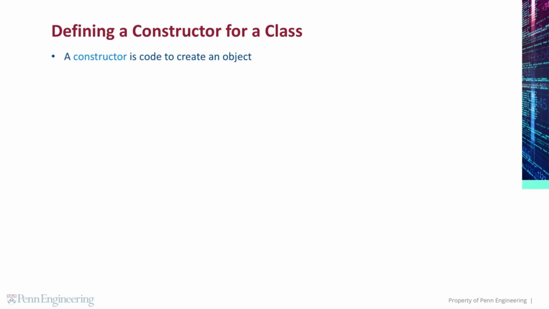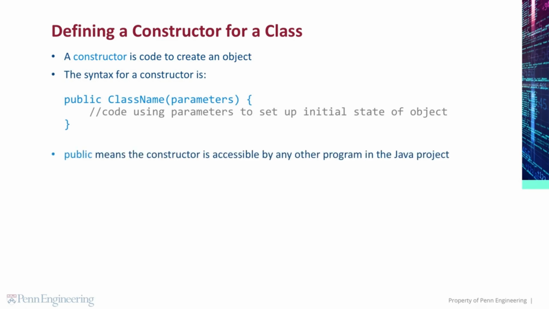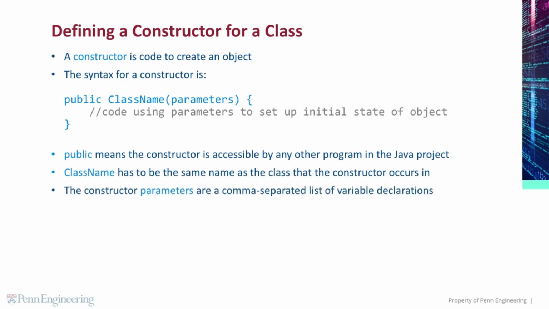A constructor is code to create an object. The syntax for a constructor looks like this. Public means the constructor is accessible by any other program in the Java project. Class name has to be the same name as the class that the constructor occurs in. The constructor parameters are a comma-separated list of variable declarations.